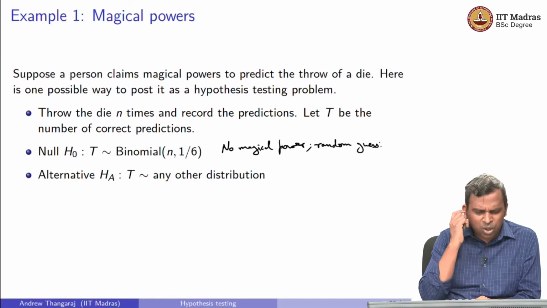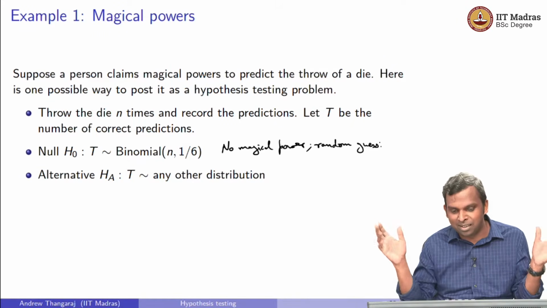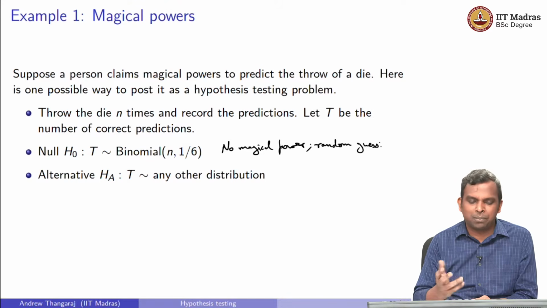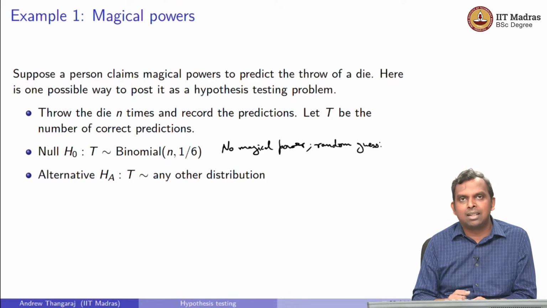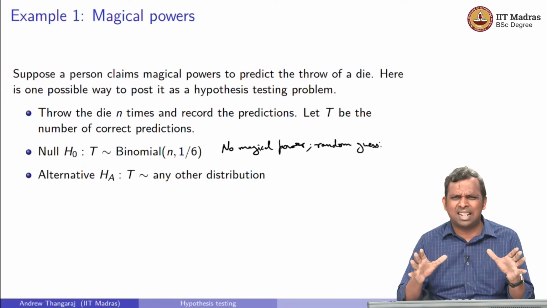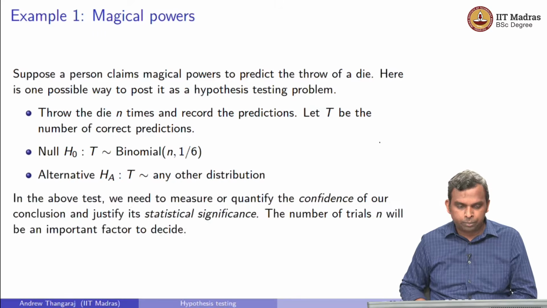You may want to argue about what is this any other distribution. It's too vague, it's too wide, it's too many. Maybe you can be a little bit more precise on that, right? So this is after all 0 and 1 maybe. But still that's the null hypothesis, alternative hypothesis. So this is clear enough, right? So this seems like a reasonable statistical exercise to do.